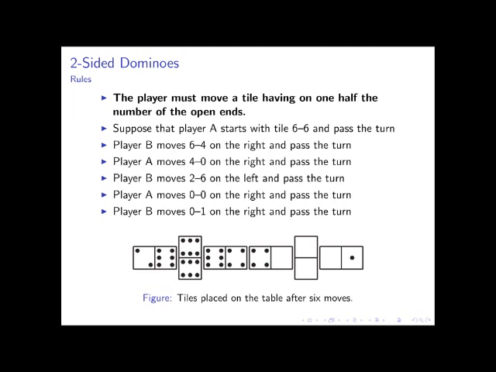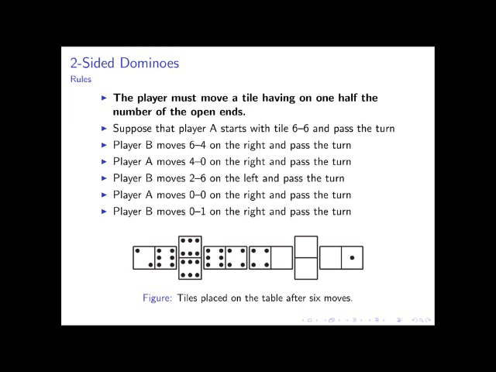Suppose that player A starts with tile 6-6 and passes the turn. Then player B must move a tile with a 6. Suppose that player B moves a 6-4 on the right and passes the turn. Then player A must move a tile with a 6 or with a 4. Then suppose that player B moves 4-0 on the right and passes the turn.